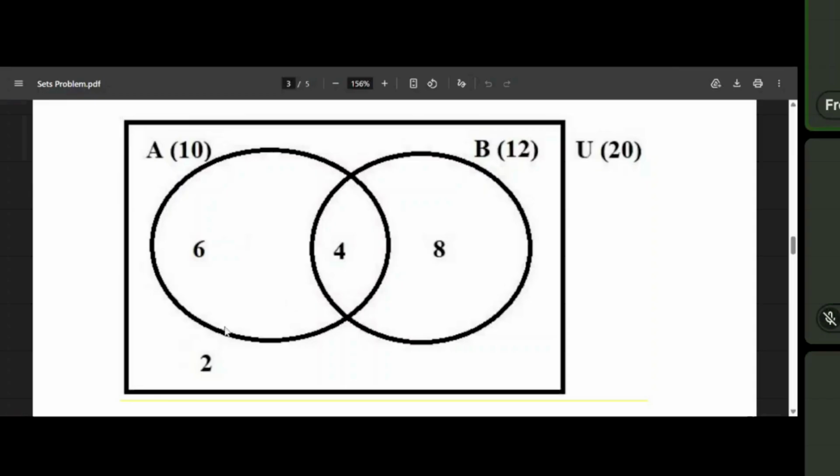When we are seeing the 2 as a figure that is outside the A and outside the B, it's not always that you will have elements outside both. Sometimes you can add the figures within the regions represented by 6, 4, and 8, and it will give you the universal set.